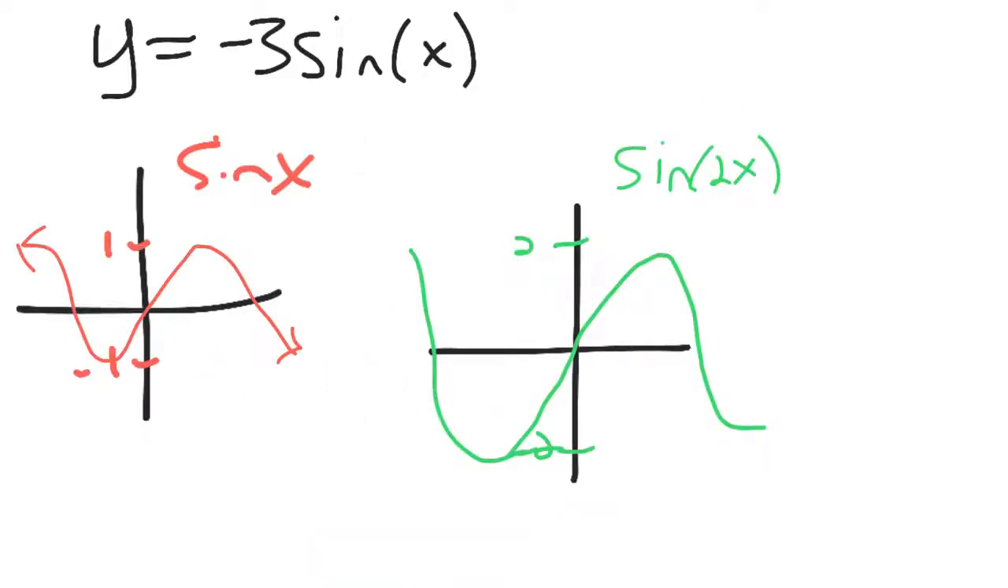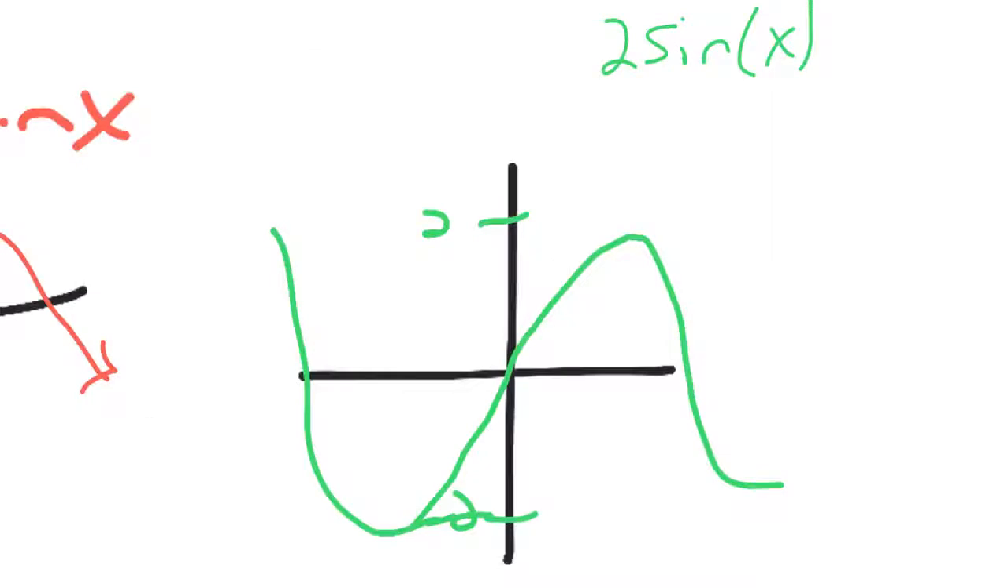We say 2 sine of x, that has an amplitude of 2, because 2 is as high as it can go and 2 is as low as it can go.